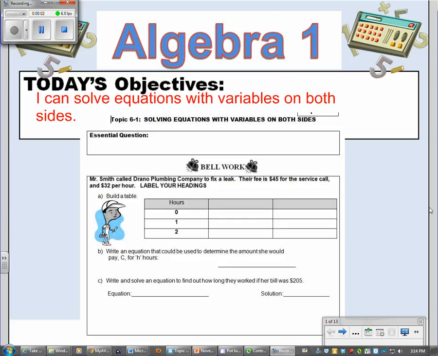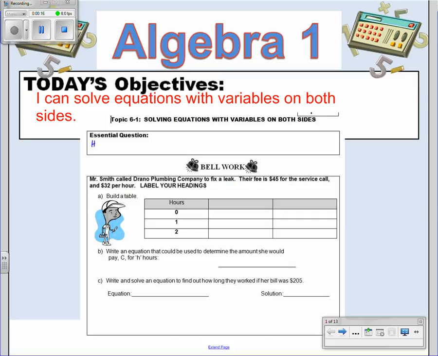This is topic 6-1, solving equations with variables on both sides. Our objective today is I can solve equations with variables on both sides. To take that objective and turn it into a central question, we're just going to change it to how can I? So how can I solve equations with variables on both sides?